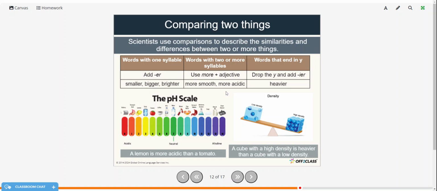More smooth, more acidic. Actually, this one isn't right. This would be smoother. I'm not sure why they put smooth over here because you could say smoother. Words that end in Y, you have to drop the Y and add IER, so heavier. So a lemon is more acidic than a tomato, and a cube with a high density is heavier than a cube with a low density.